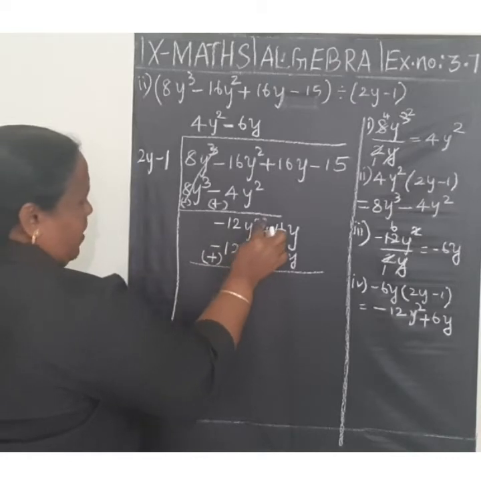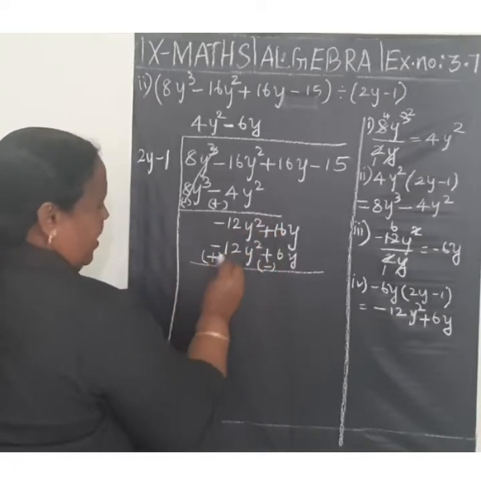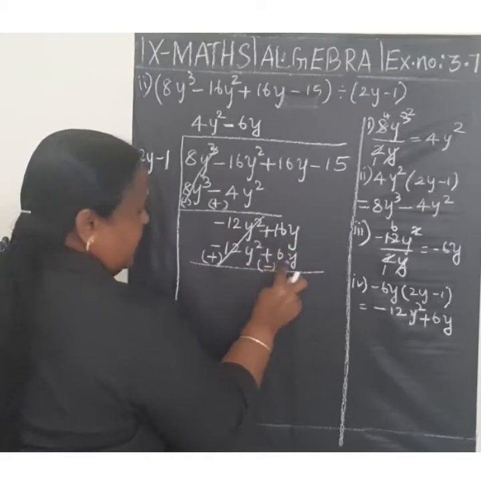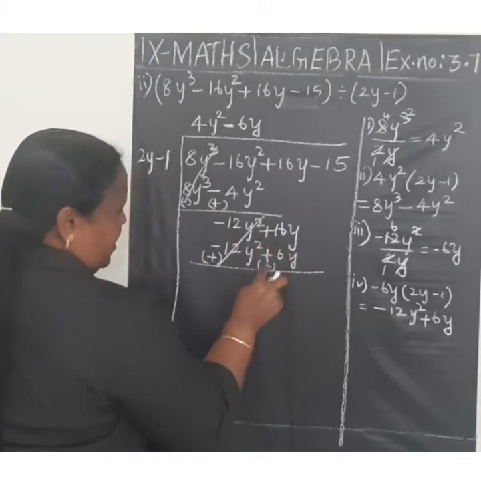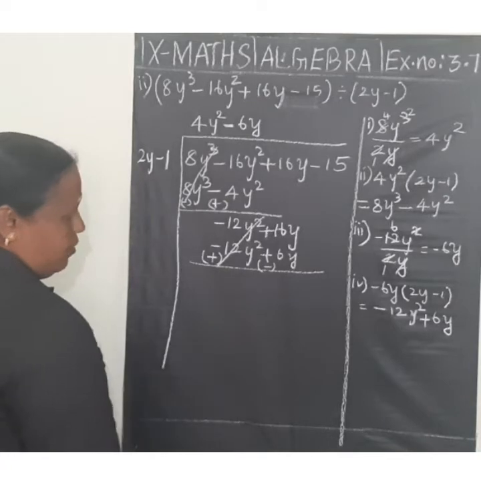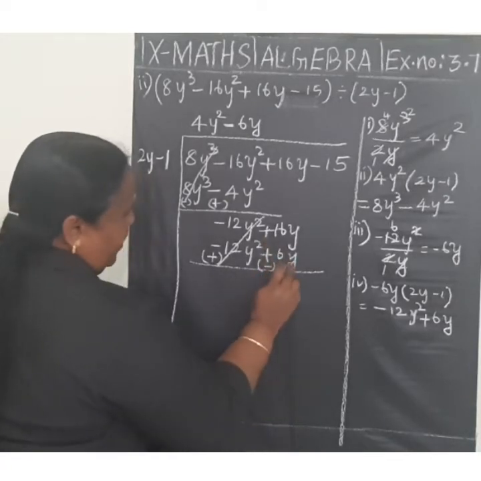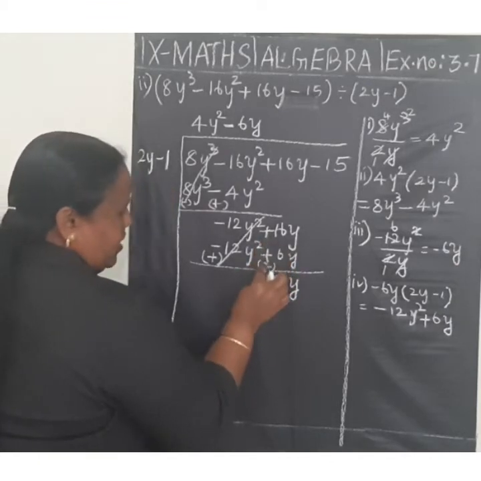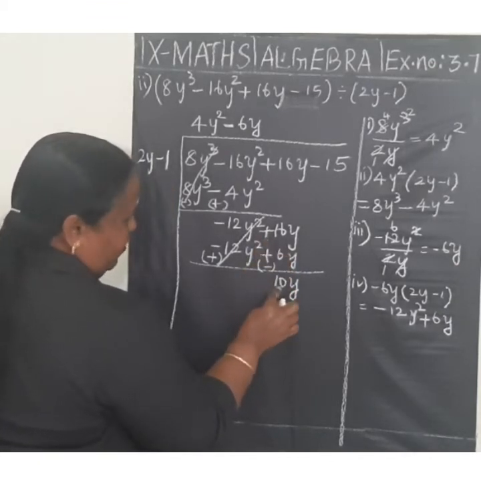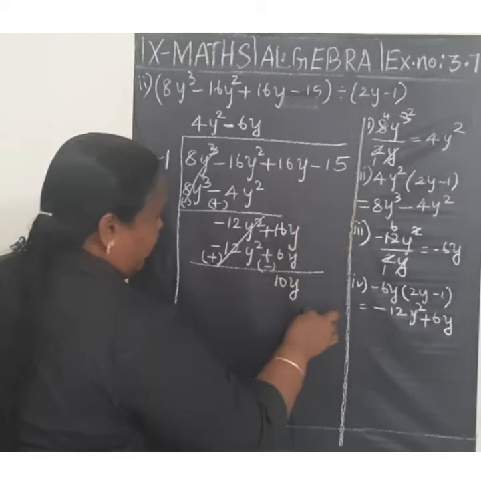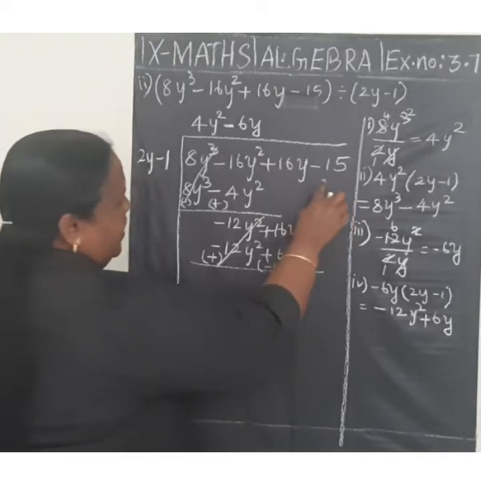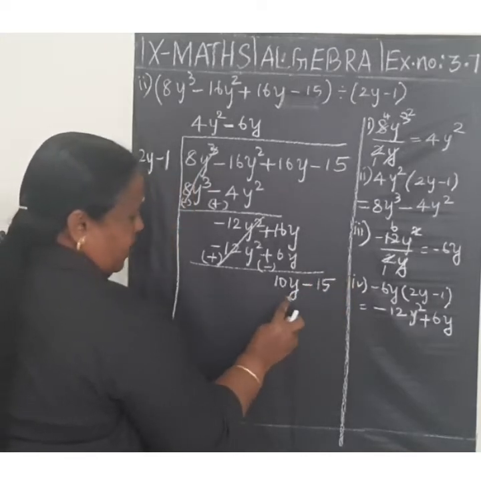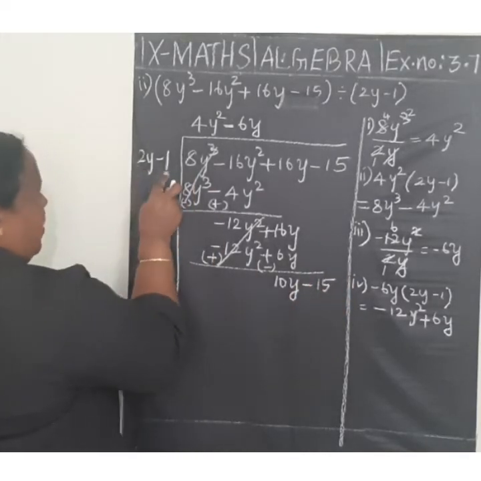Now minus 12y square plus 12y square will get cancelled. Next, plus 16y minus 6y: one is in plus, another is in minus, so we subtract. 16 minus 6 is 10y. The greater number's sign is plus, so plus 10y. Now bring down the next term, which is minus 15. Now we have to divide this 10y minus 15 by 2y minus 1.